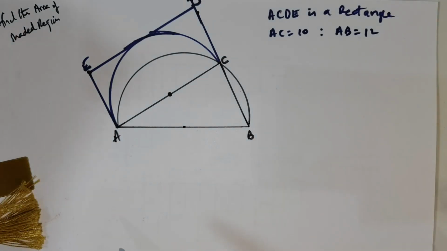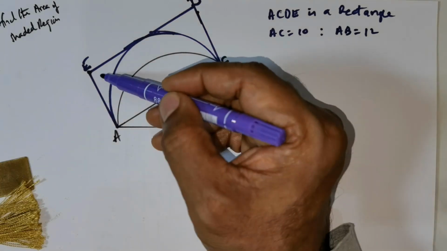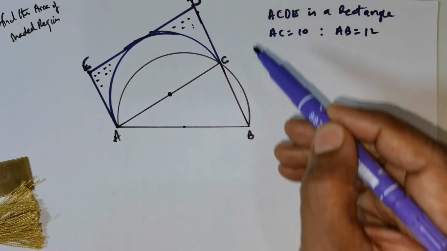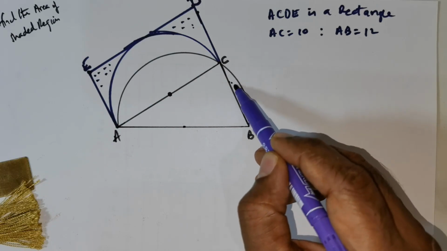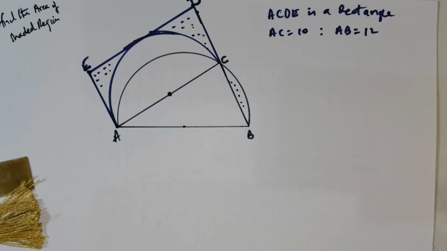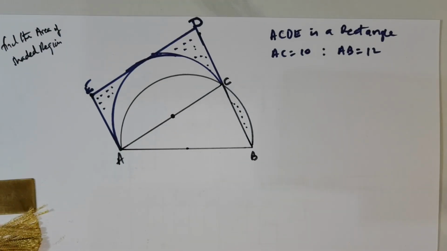We are expected to find this shaded region, this shaded region, and this shaded region. So all of these three regions have to be found. So you can pause the video and think about it, and when we return I'll give the solution.